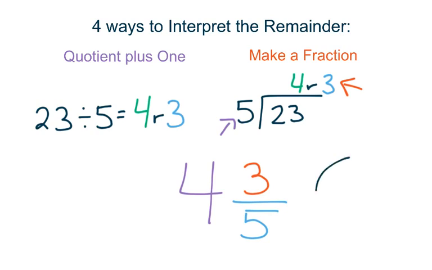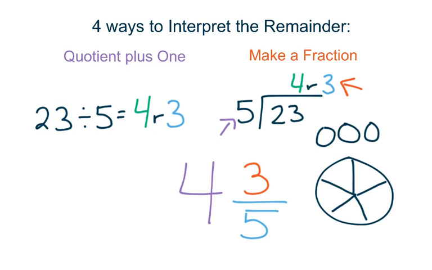So if I had my cookie, I could split this up into 5 pieces. So each person would get 4 whole cookies, pretend like these were all the same size, and then they would get 3/5 of the cookies that are left over. So that's a pretty good deal.